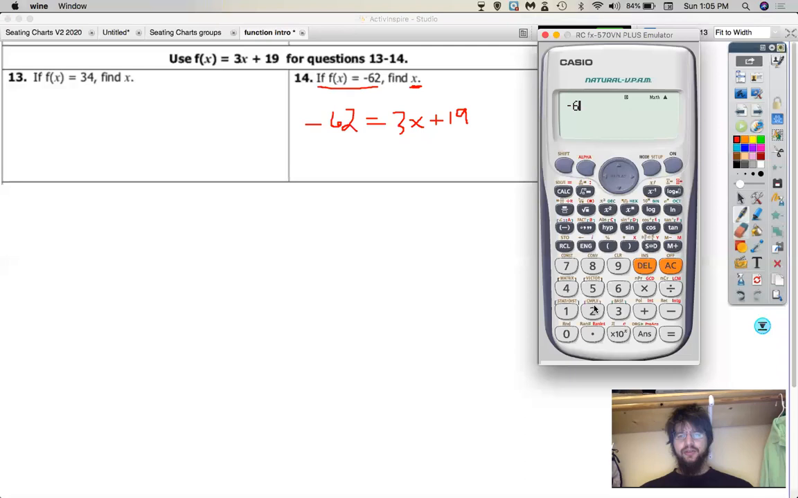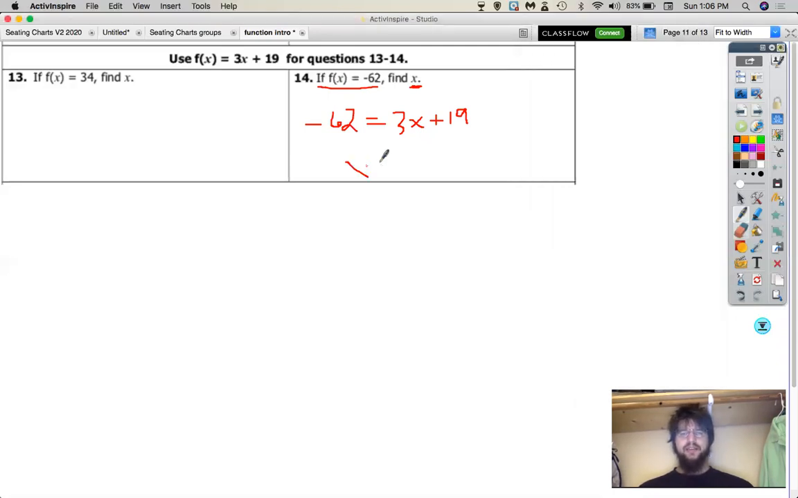Negative 62, alpha calc is the equal sign, 3 alpha close parentheses is the x, plus 19. Do not hit equals. Shift calc. Solve for x. This is not your answer. This is whatever the calculator is going to guess at, so just hit equals. Oh, and it tells us negative 27. Okay. So x equals negative 27. That's it.